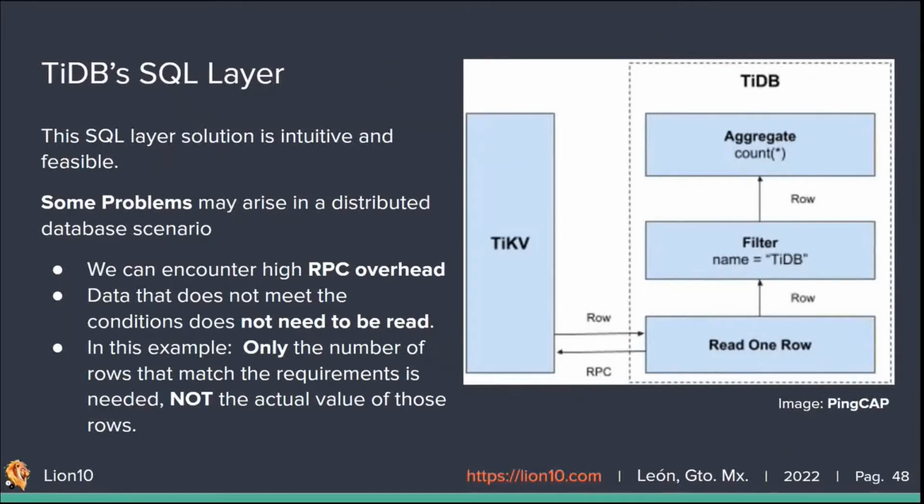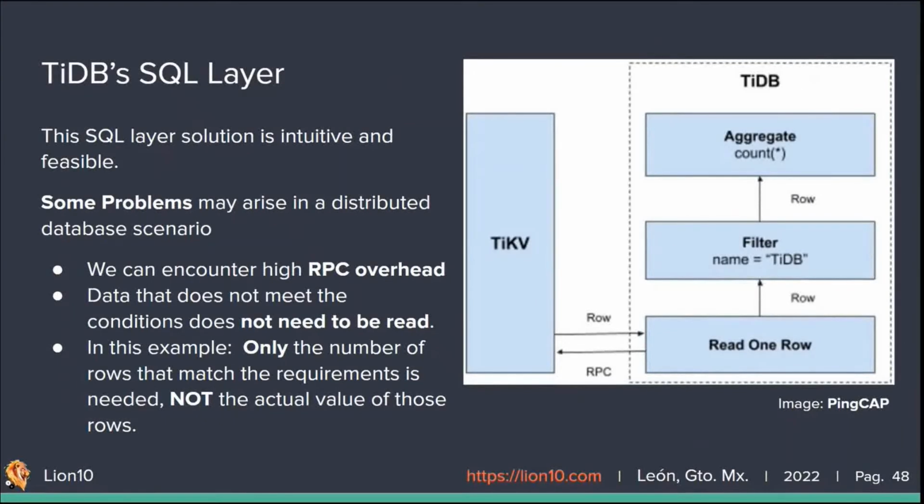But this sort of architecture has some obvious problems if we were to talk about a distributed database scenario. As the data is being scanned, each row is read from TiKV via a key-value operation with at least one RPC overhead, which can be very high if there's a large amount of data to be scanned. It's not applicable to all. If the query is not applicable to all rows, data that does not meet the conditions or criteria does not need to be read.